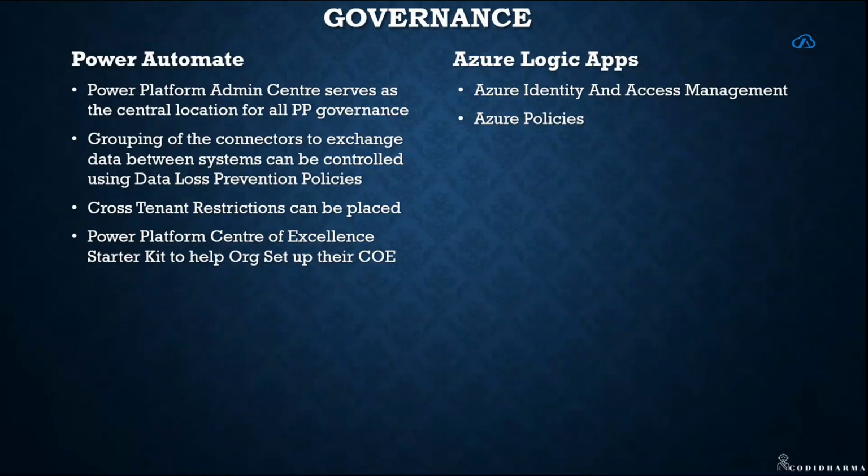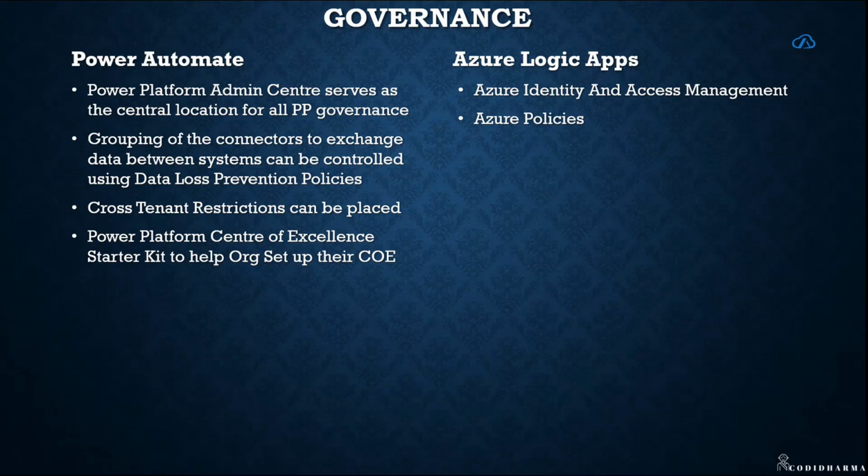Now, let's quickly look at the differences from a governance point of view, right? So in Power Automate, or in general for Power Platform, your Power Platform Admin Center serves as the central location for all Power Platform governance. As I spoke a few minutes earlier, you can implement different policies wherein you can control which connectors can interact with each other and exchange data between them. And that is implemented through something called data loss prevention policies. There are other auditing processes as well, but I'll not go into too much depth there.